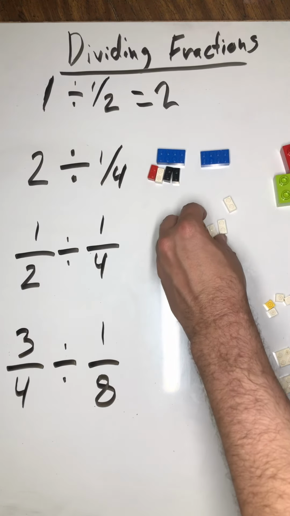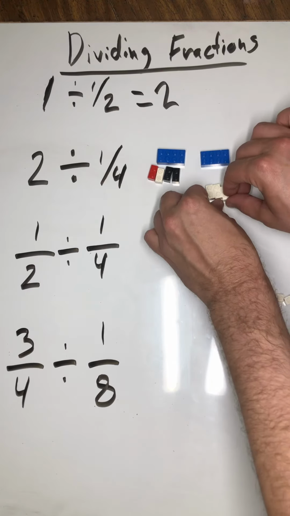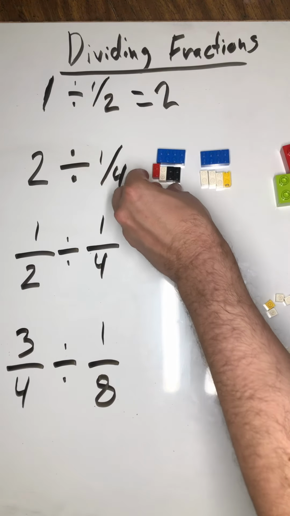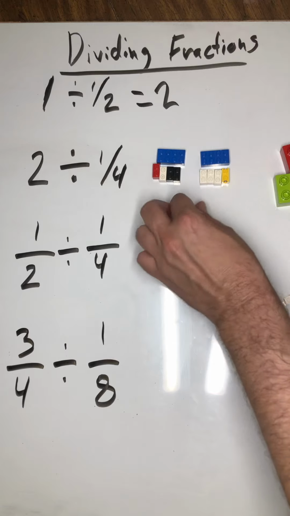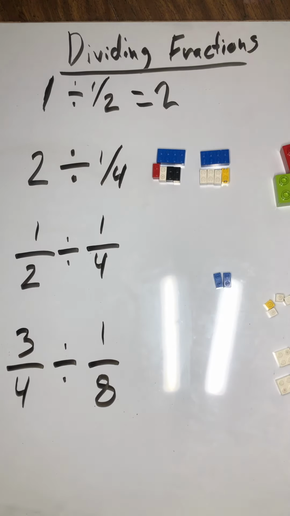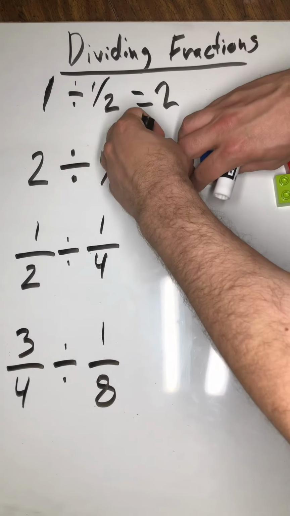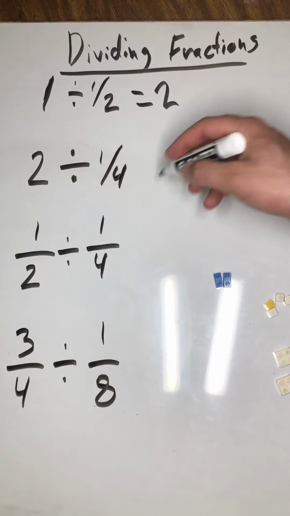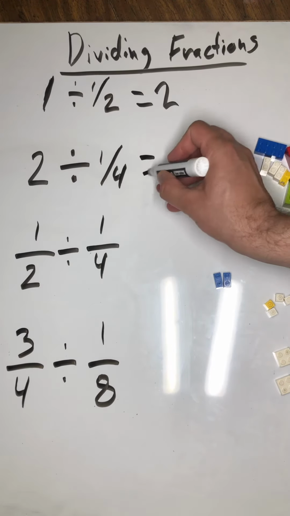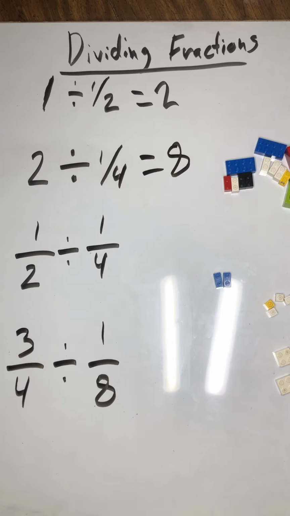All right. And if I look at it, here are all my fourth pieces. Now, it required 8 of them to create 2 whole pieces. So if I think about that, 2 divided by 1/4 would be equal to 8.